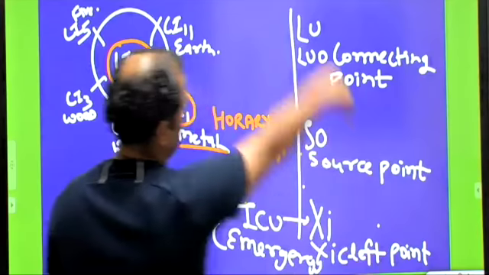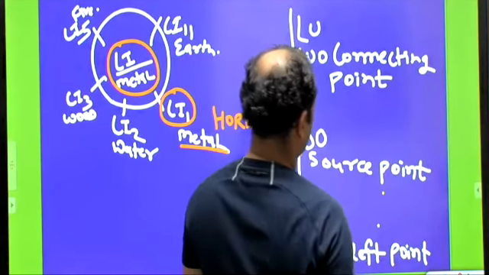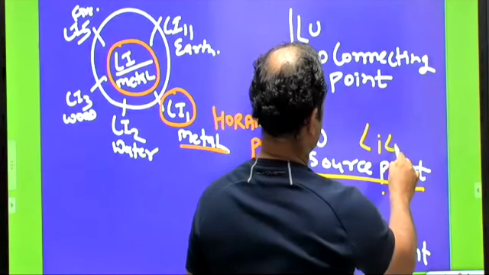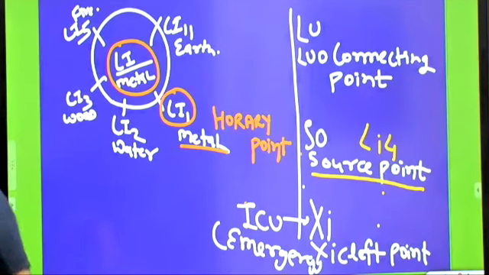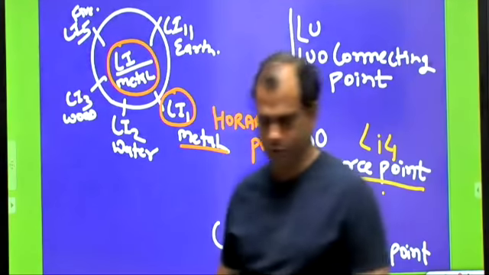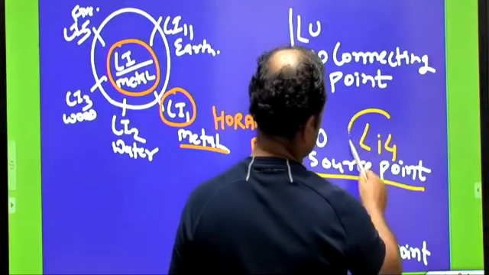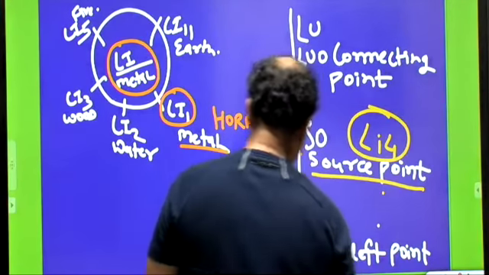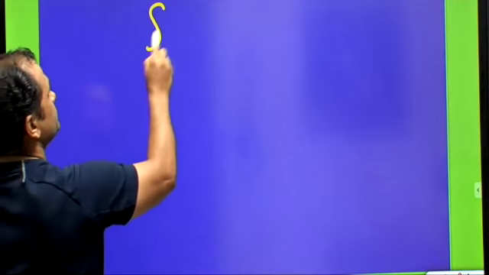So let's see all the 3 points of the large intestine meridian. So first I would like to tell you the source point. The source point of the large intestine meridian is LI4, which is a very famous point. So what is the beauty of this source point? So remember one thing about the source point.